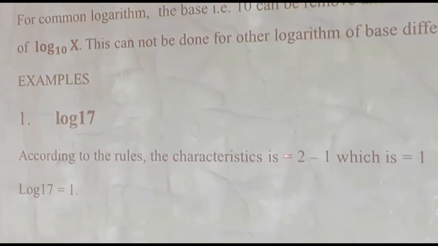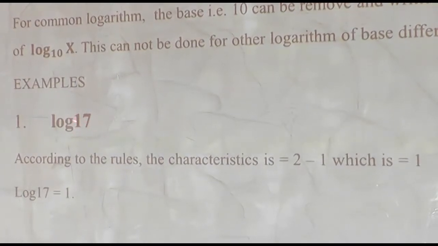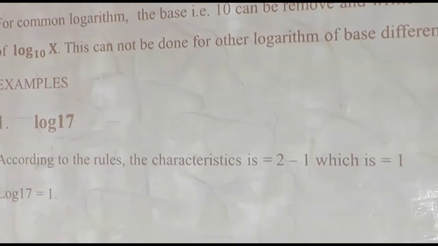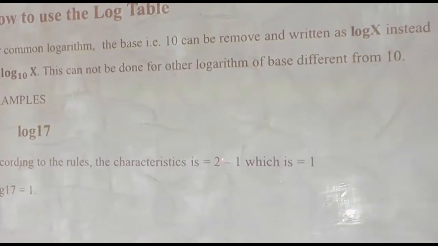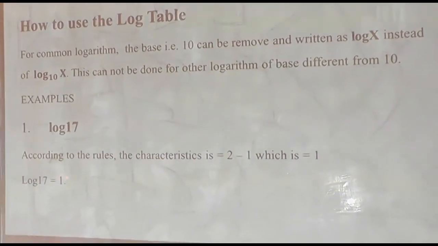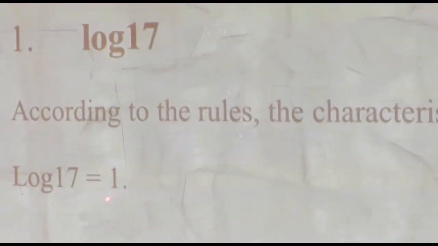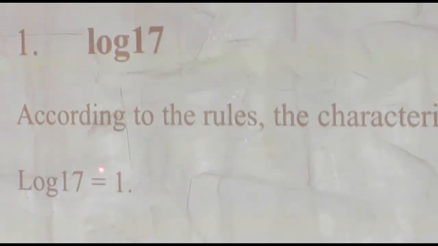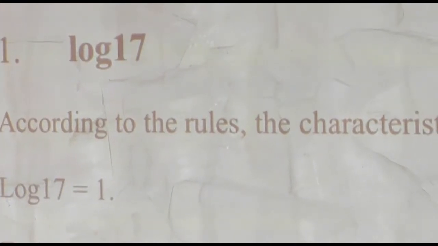According to the rules, the characteristics will be 2 minus 1. You ask how I arrived at that. We look at the number of digits we have here. We have 1 and 7, which makes 17. That is 2 digits. So to find the characteristics, I am going to subtract 1 from these 2 digits that I have, which will give 1. This is the characteristic side of the logarithm. And from here, I will proceed to my logarithm table to find the mantissa.